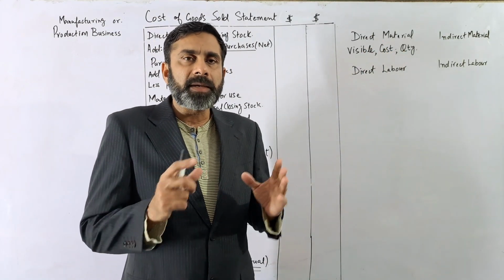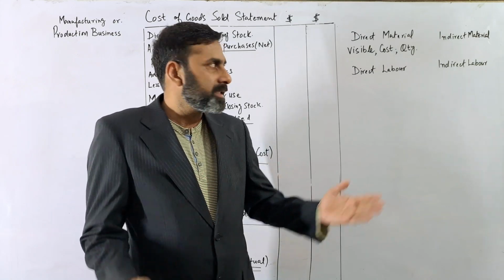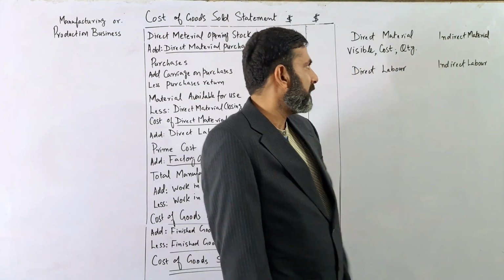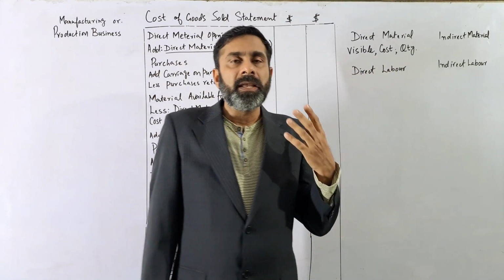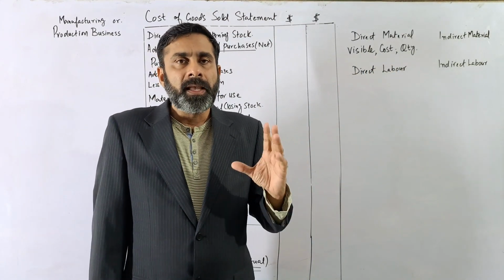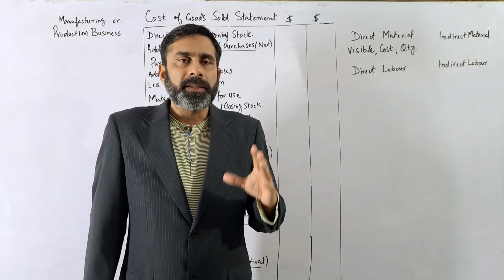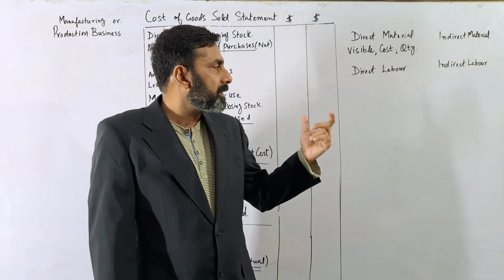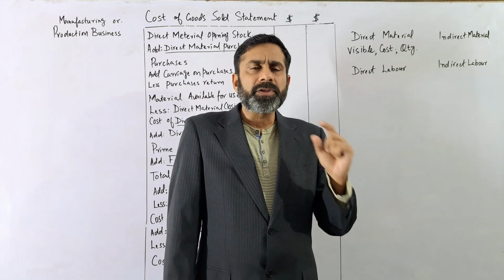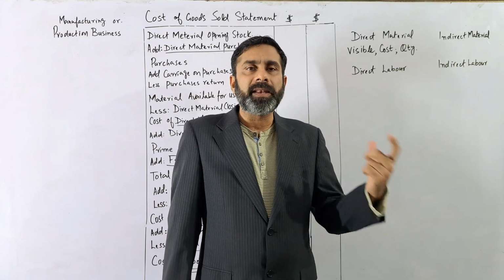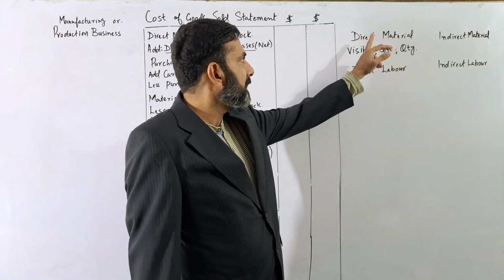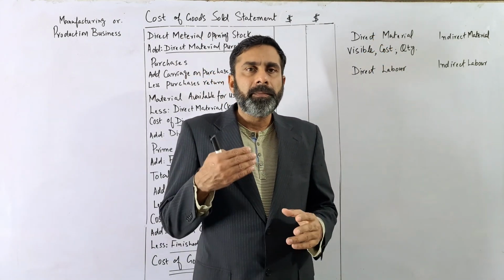But there are some other materials, so we will discuss that one. So those are the indirect materials. The second thing is the cost, or what we say the value. Sometimes the product may be using a material whose quantity is very less, but its value is very high, so still it will be considered as the direct material.